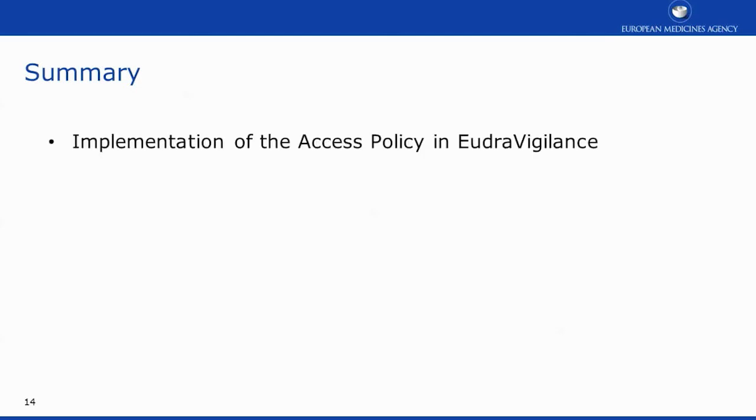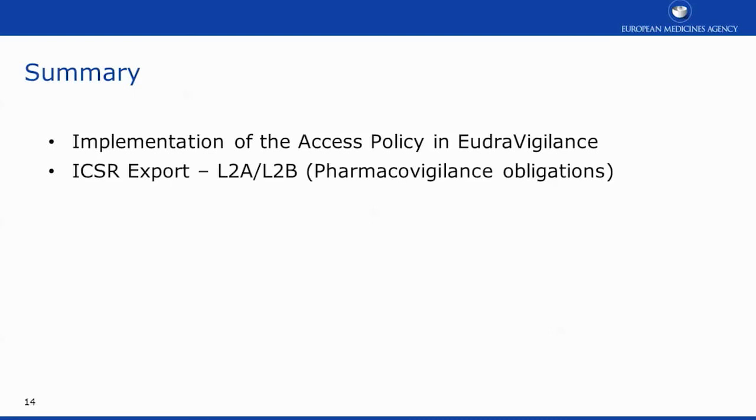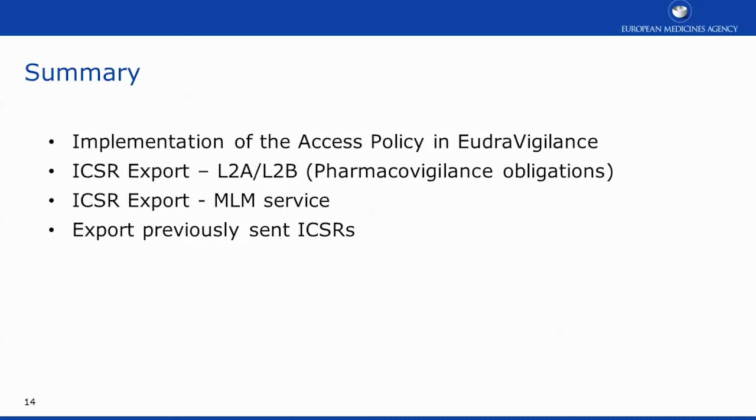So to recap, in this training module, we have seen the implementation of the access policy in EVWEB and EVWEB. We've seen how to perform an ISSR export at levels L2A and L2B for pharmacovigilance obligations. We've seen how to export MLM service cases and how to export previously sent ISSRs.